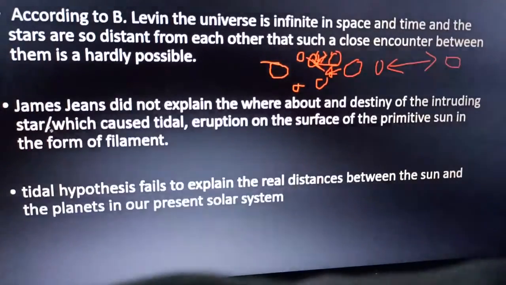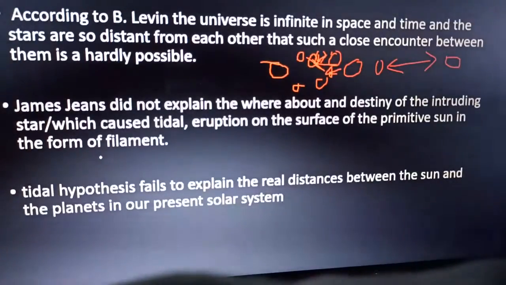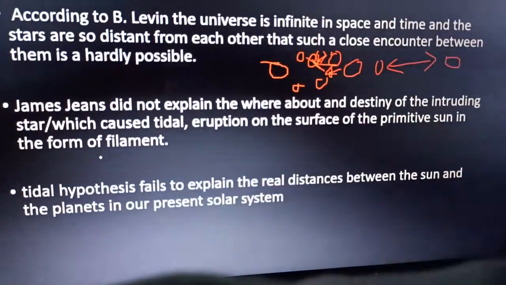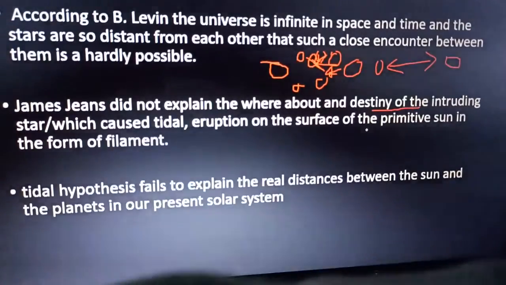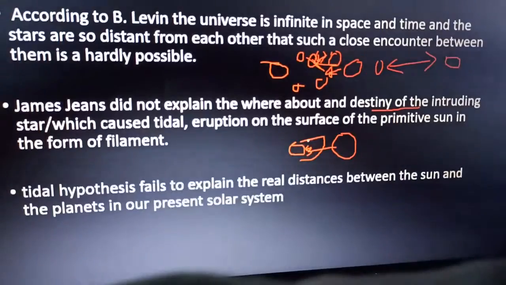Okay, next is that James Jeans did not explain the whereabouts and the density of the intruding star which caused the tidal eruption on the surface of the primitive sun in the form of a filament. When we looked at James Jeans's hypothesis, there was no mention of the density of the intruding star. It is just said that when the intruding star came closer to the sun, because of the gravitational attraction a tide formed, and from this tidal effect the filament formed. But what is the density of this tide? It has not been mentioned.